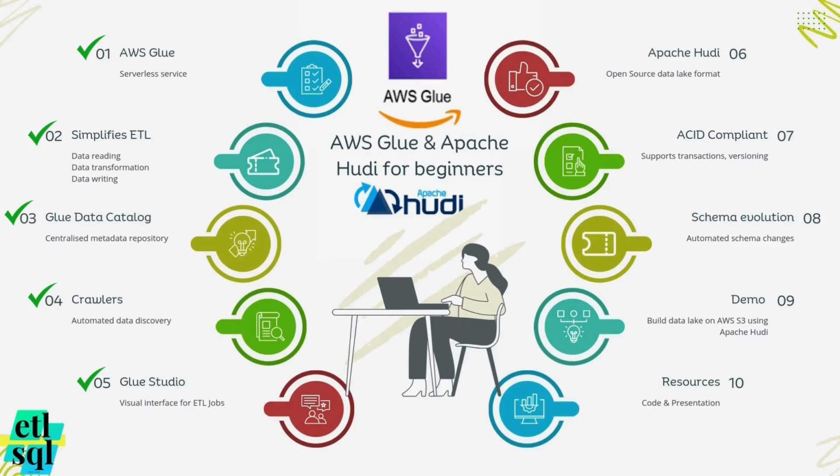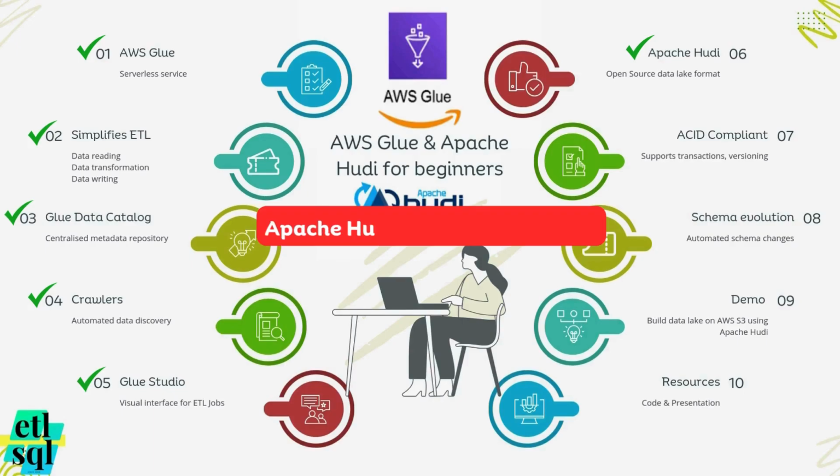Then there is Apache Hudi, which is another very popular open source data lake format. I believe if I have to say today which is the most popular data lake format, or I shall say, which is the most adopted data lake format, I will say Apache Hudi. There is another format, Apache Iceberg, that is also getting a lot of popularity. I believe Iceberg is also very popular. Hudi is also very popular.